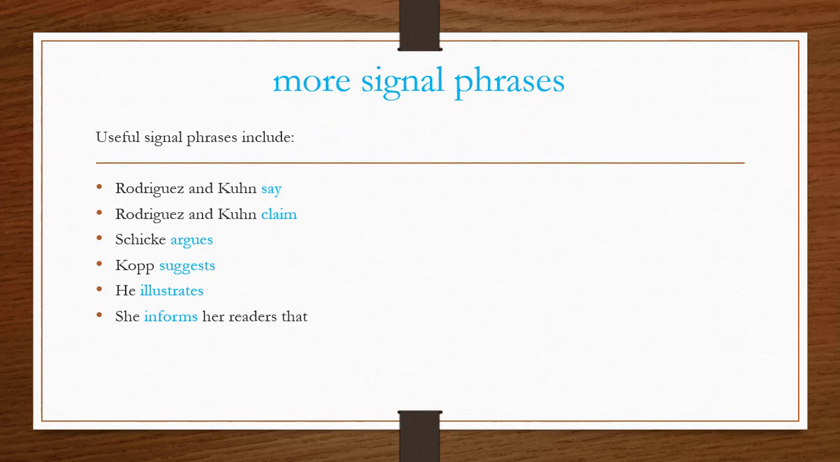Here are some more signal phrases. The blue is the verb. So say, claim, argue, suggest, illustrates, informs. There are more, but those are a couple common ones. You'll also see that the first four use the author's actual name, but the last two have a pronoun, and that is something that you can choose to do if you find that you've said someone's name, like if you said Kopp's name too often, and you wanted to start saying she. Another thing you could say is the author informs her readers that.